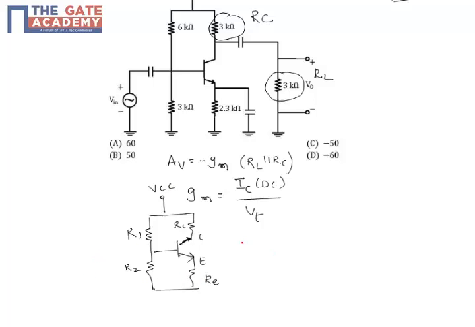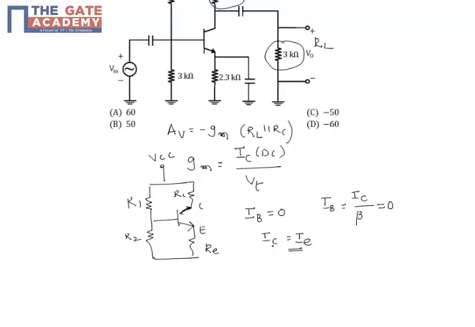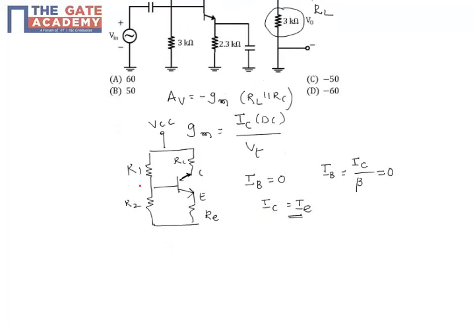So we know that in general the base current will be 0. Generally it is very small, but in this case it is 0, because the base current is nothing but the collector current divided by beta. As clearly mentioned in the problem, beta is very large. So when beta is very large, this will become 0. So when IB equals 0, the collector current will become the emitter current. So I'll find the emitter current from this, which is nothing but the collector current.